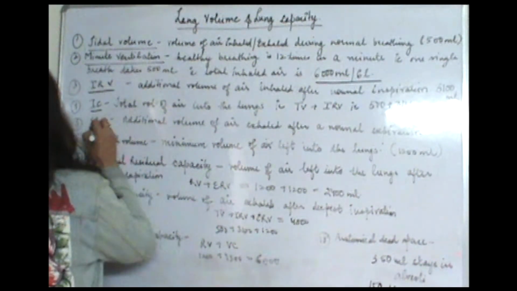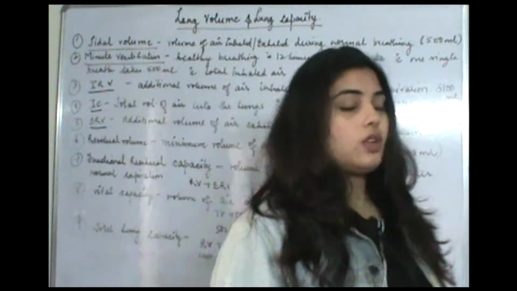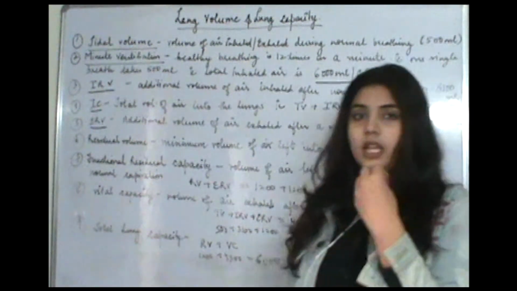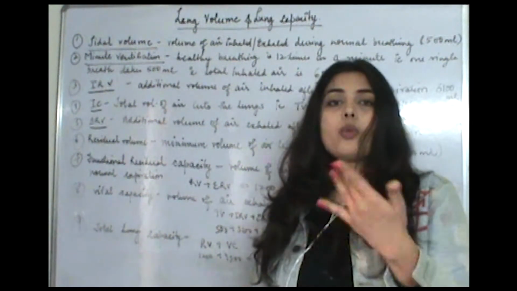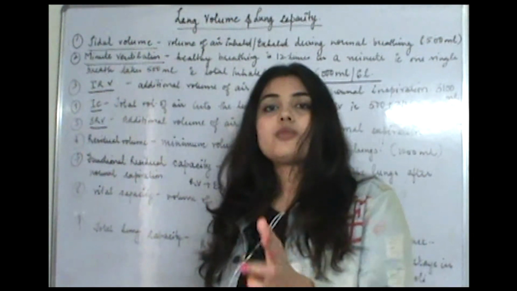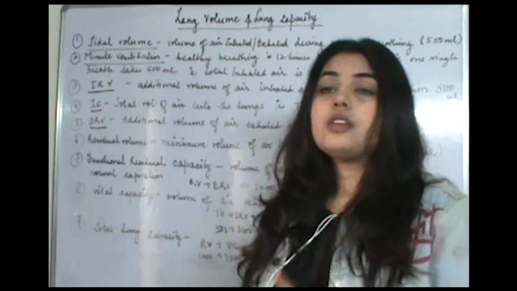Next is expiratory reserve volume. Expiratory reserve volume is the additional volume of air exhaled after normal exhalation. If you are normally exhaling the air, and if you are exhaling some additional amount of air along with it, that will be expiratory reserve volume. That is the additional amount of air exhaled after normal exhalation.